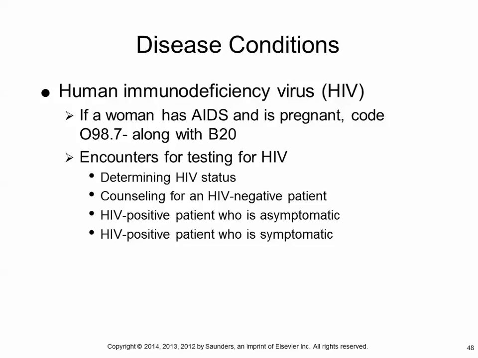If you have a woman who has AIDS and she is pregnant, then you're going to code O98.7 along with B20. All right, so you still have to put B20 on there, okay? But you've got to put that O98.7 on there as well.